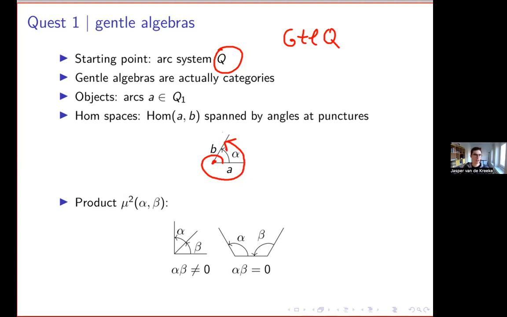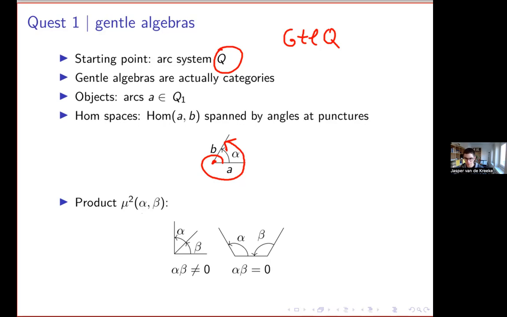And why do you do this? You might think, okay, so the gentle algebra is not gentle because it's not finite dimensional. You're fully right. In a sense, this is not a classical gentle algebra, but it's the best we can do. In particular, we need these infinite dimensional hom spaces because we want to model wrapped Fukaya categories. And wrapped Fukaya categories, as you know, have infinite dimensional hom spaces because of the wrapping around the punctures. So these are the objects and hom spaces of GTL(Q).